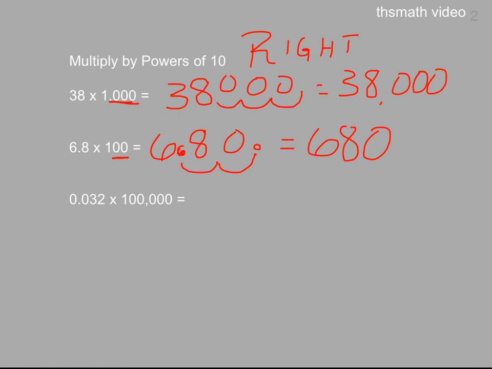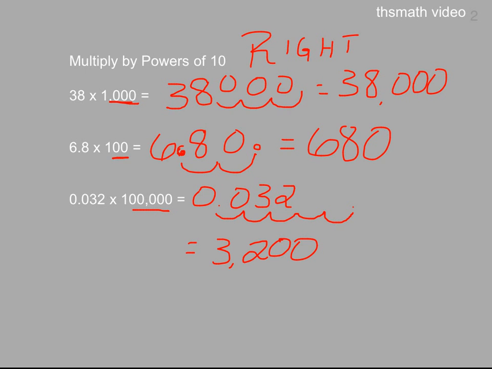680. And finally, in 32 thousandths times 100,000, I want to move my decimal point to the right 5 times. So here is my first factor, 0.032. I'm going to move my decimal point to the right 5 times. That's 3, 4, 5. So my answer is 3,200.